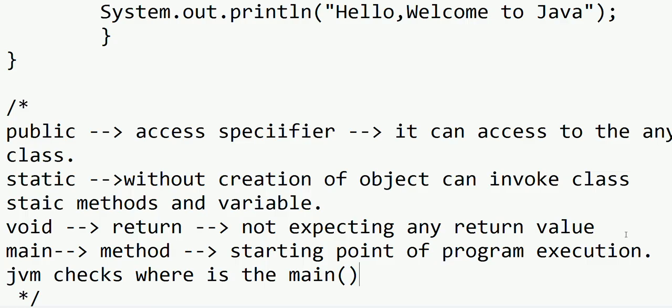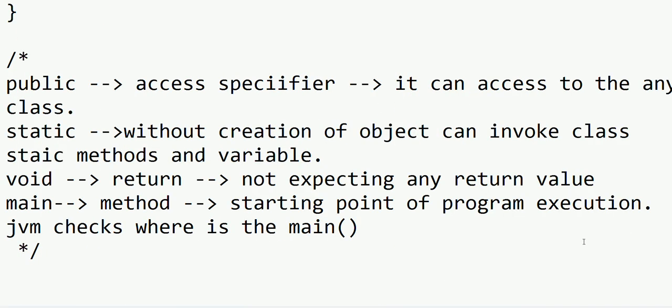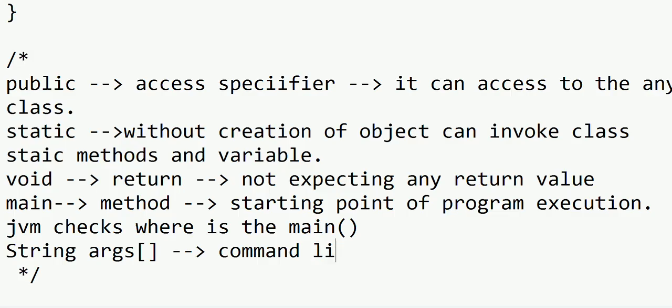Next, in public static void main, what about String args? Basically, we can call this a command line argument. String is basically a class, a collection of characters. That's what it is, a class. Here it starts with a capital S.